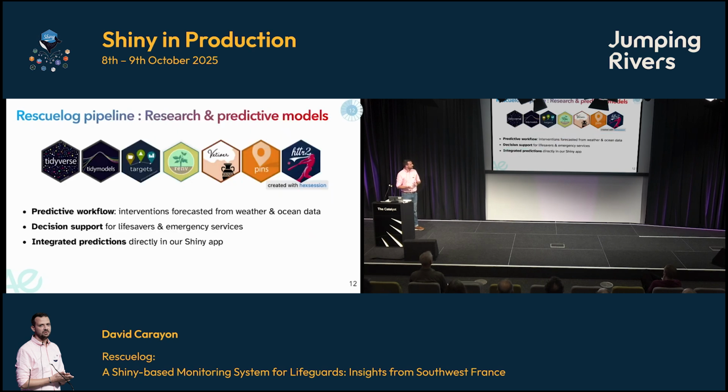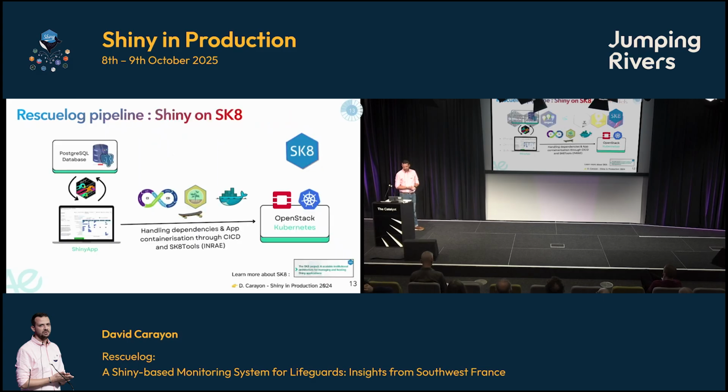Then the data is used in a predictive modeling workflow to predict the high-risk days, which is of great value for lifesavers and for emergency services. Of course, these predictions are directly integrated into our Shiny app. This Shiny app is deployed through Skate, which I presented last year, which is basically an open source Kubernetes Docker-based ecosystem to deploy Shiny apps without worrying about the sysadmin and IT stuff.